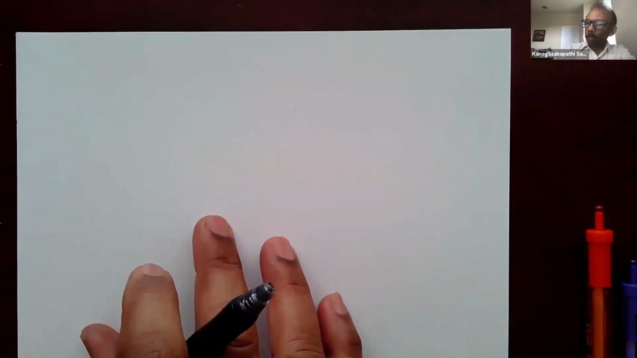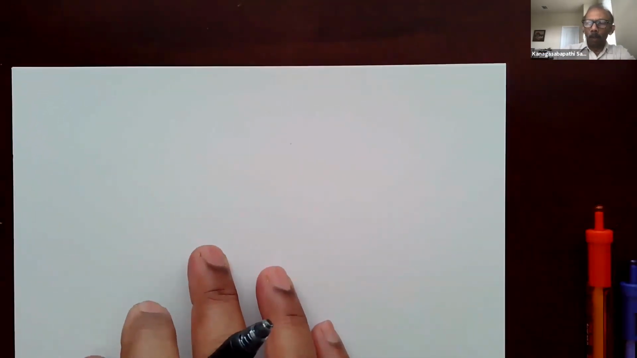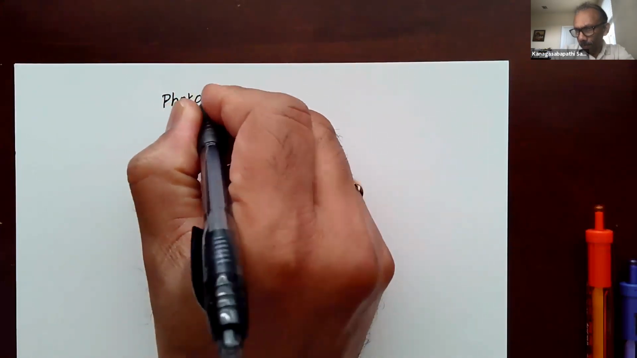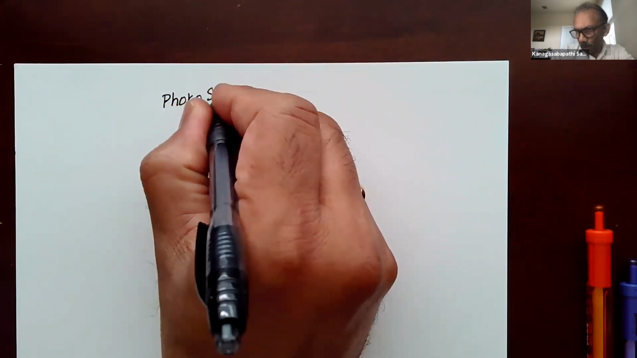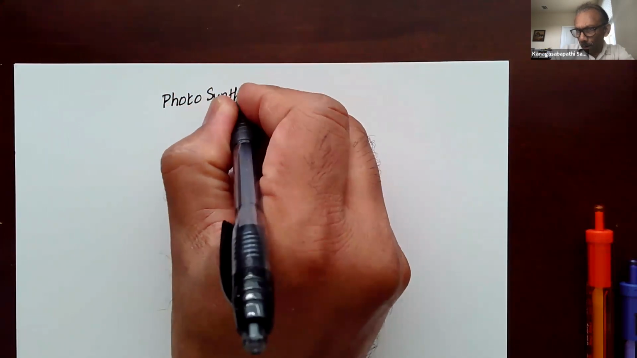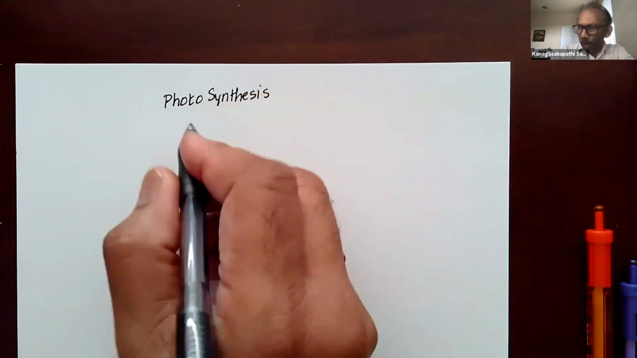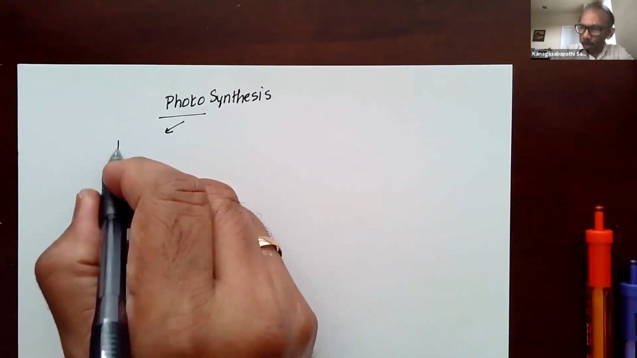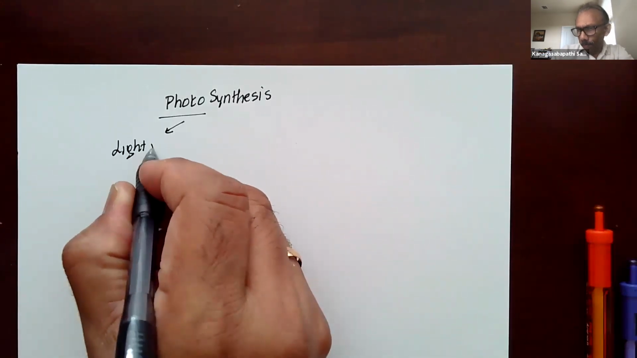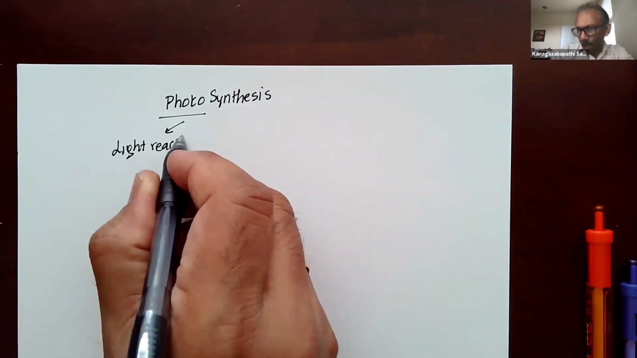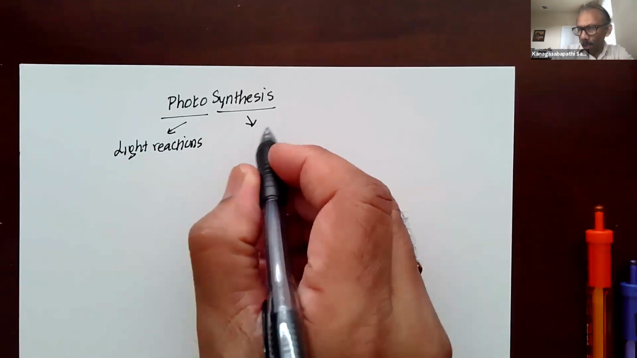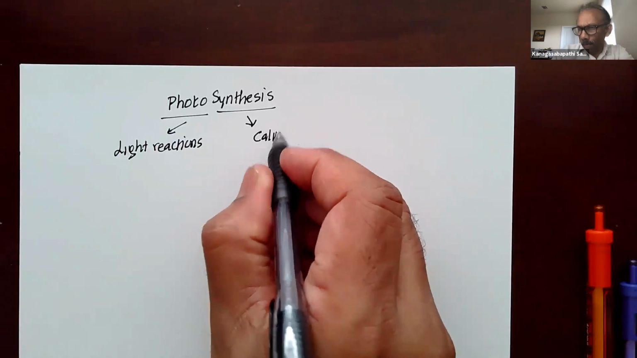All right. We saw the overview of photosynthesis in two parts. The photo part is the light reactions, and the synthesis part is the Calvin-Benson cycle.